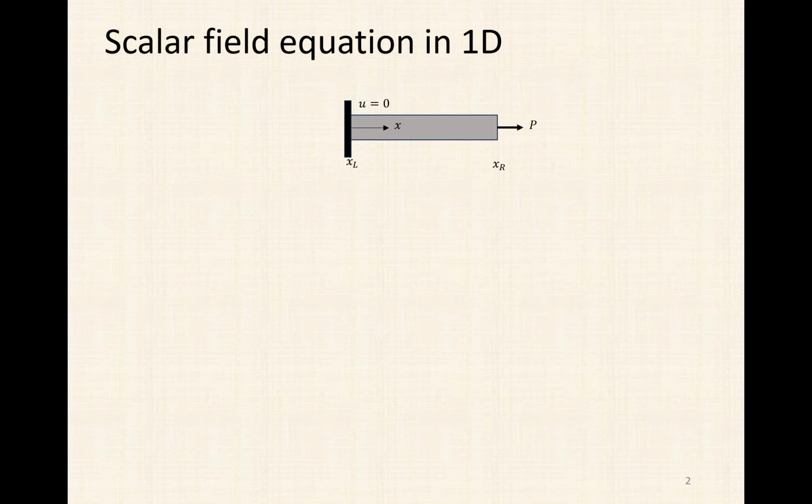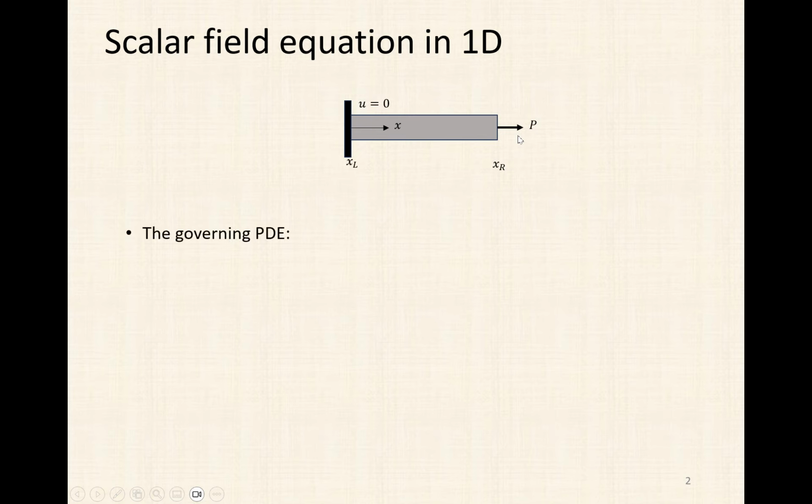We have a domain starting from x_L and ending at x_R, left and right, along the x coordinate. Our solution variable is u, and u is fixed with a specified value of 0, that is a homogeneous Dirichlet boundary condition at x equal to x_L. And there is a load. If you talk about elasticity, there is a force of P at x_R. So we have a Dirichlet boundary condition, and then there is a Neumann boundary condition.